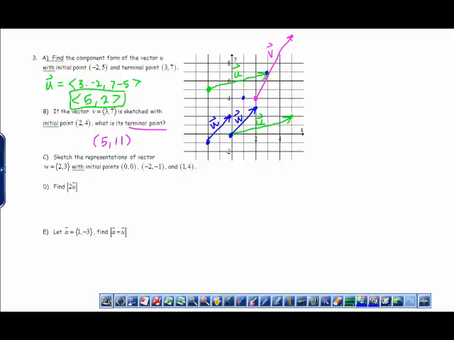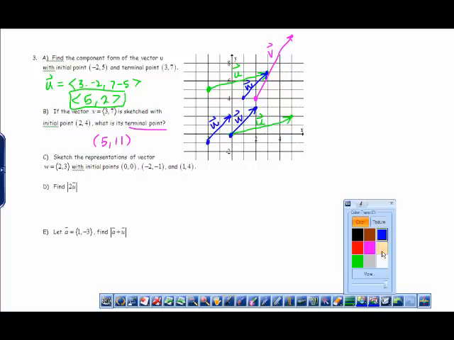Right 2, up 3. And there you go. All three W vectors, although they're in different placements, they go the same direction, they have the same length. That's magnitude and direction, that's what makes up a vector. There you go. Okay, let's look at D.